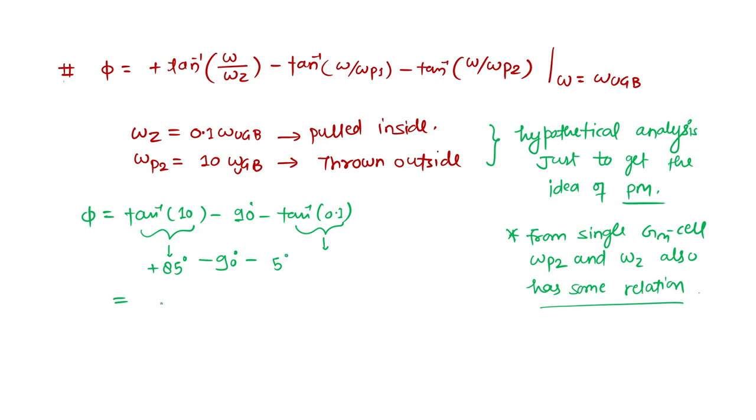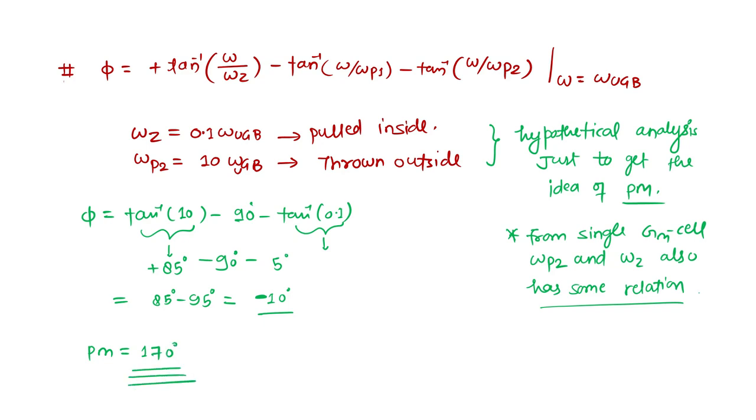So what is happening here? Here it is 85 degree minus 95 degree. So it is coming as minus, what I'll say, minus 10 degrees. What is your phase margin? Phase margin is 170 degree.